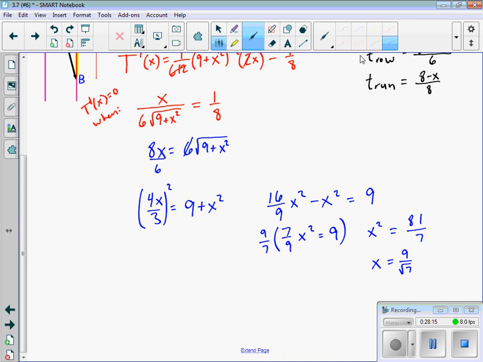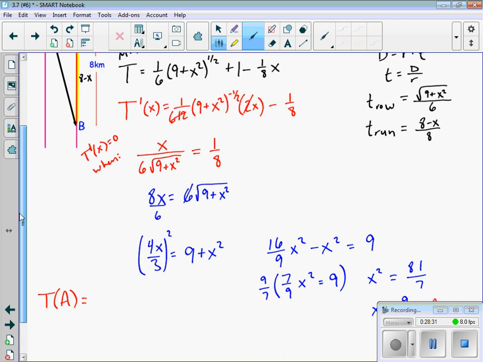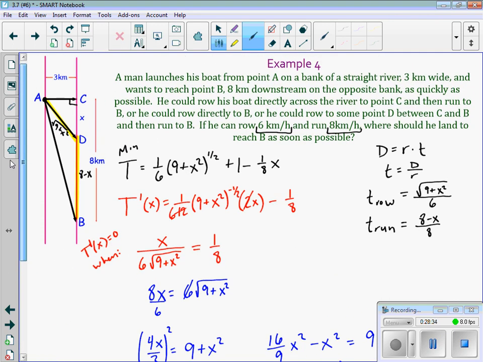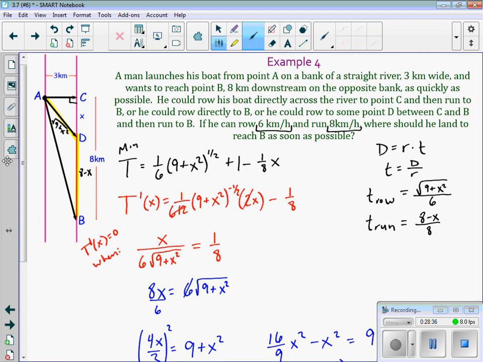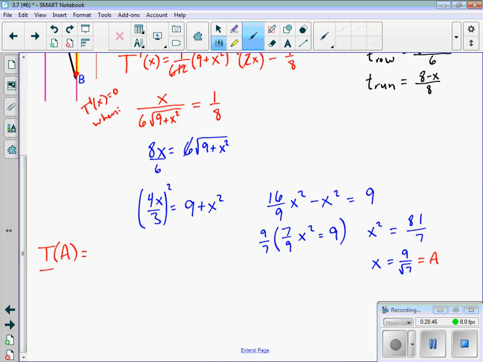Okay, now what points do I need to, so let's say we put this in as a again. What points do I need to check in my functions? Obviously, I need to check a in there. Or we could check what? Our endpoints, which would be what? So C, my x would be 0, and B, my x would be 8. So 0 and 8 would be the other spots to check. And I've got them on my paper, so I'll give those to you here.